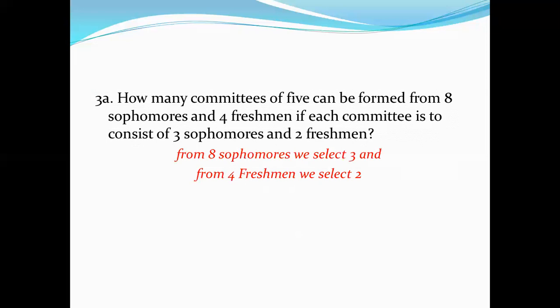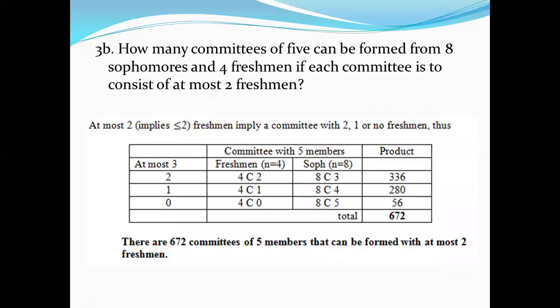Okay. Ayan. So from the 8, we select 3. From the 4 freshmen, we select 2. So that is simply 8 combination 3 times 4 combination 2. We're choosing 3 sophomores from the 8 sophomores and 2 freshmen from the 4. The operation here is multiplication. So multiplying will have 336. Okay, next problem.